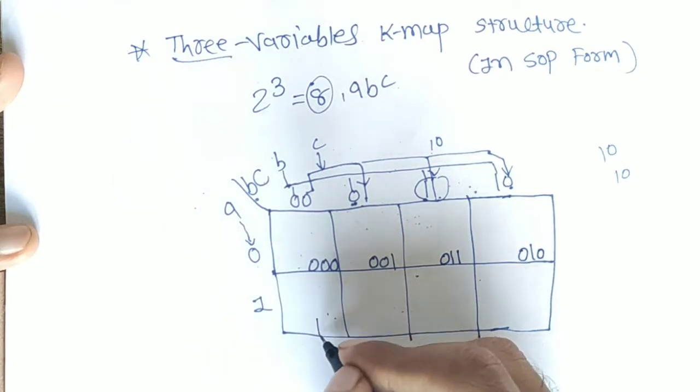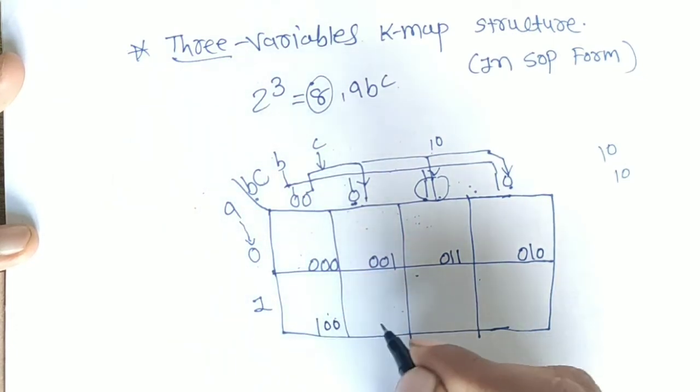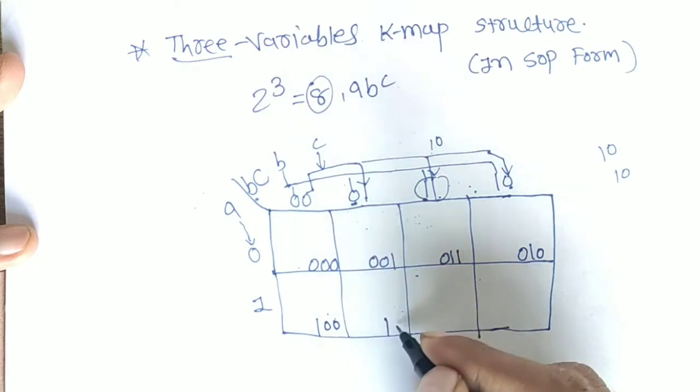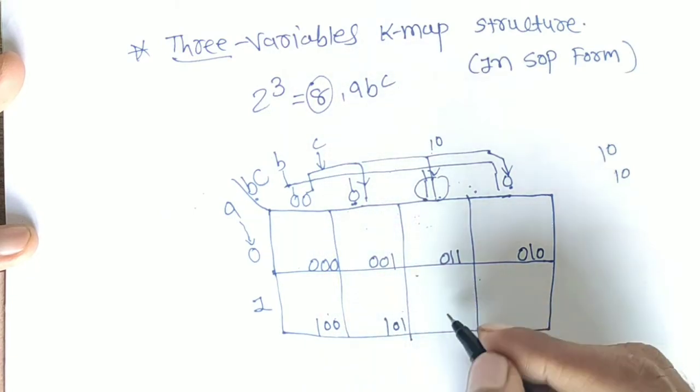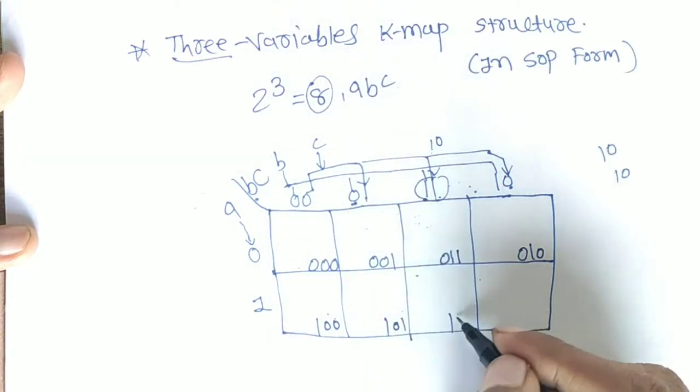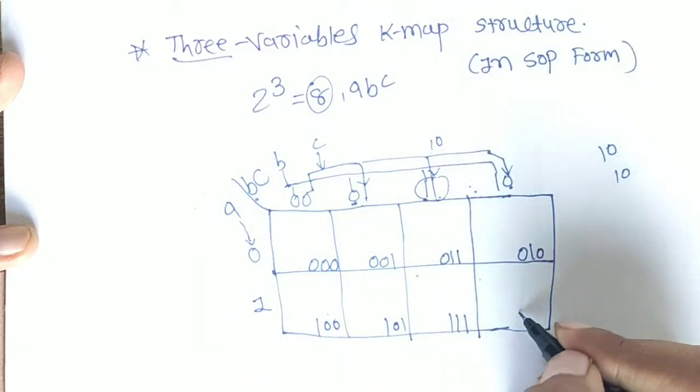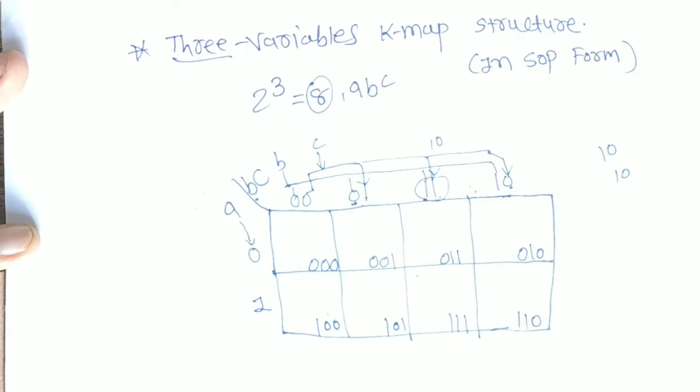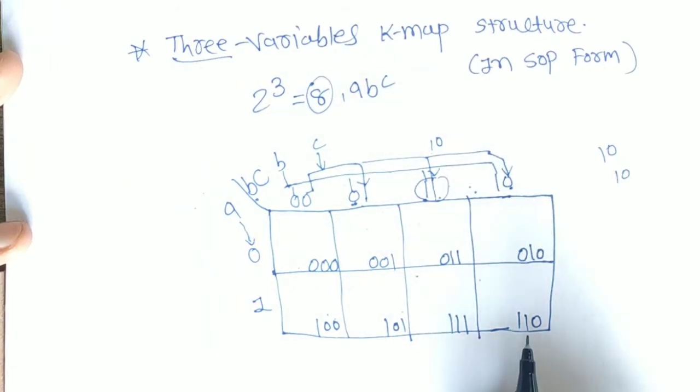Here A is 1, B is 0 and C is 0. A is 1, B is 0, C is 1. A is 1, B is 1 and C is 1. And the last one is A is 1, B is 1 and C is 0, right? This is the address, and it is given in terms of the octal.